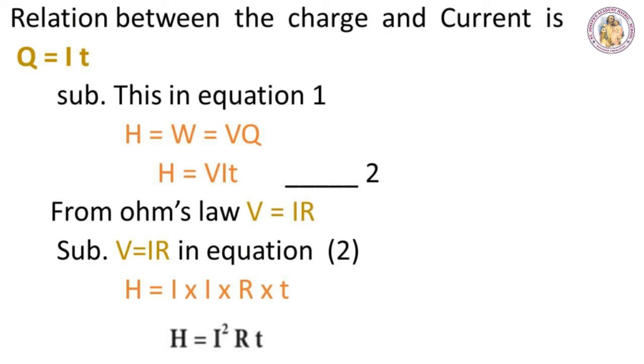From Ohm's law, V = IR. We already know V = IR is Ohm's law. This one we have to substitute in equation number 2. Then we will get H = I into R into t. So we can write this as I is there, so we can write it as I squared Rt. This is Joule's law of heating.